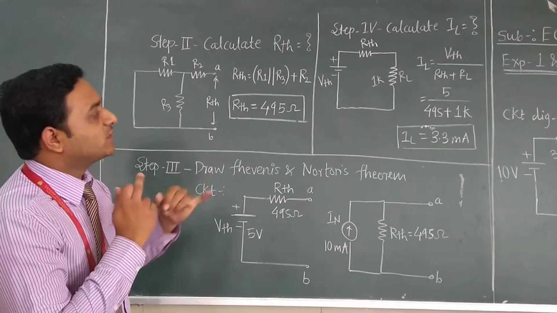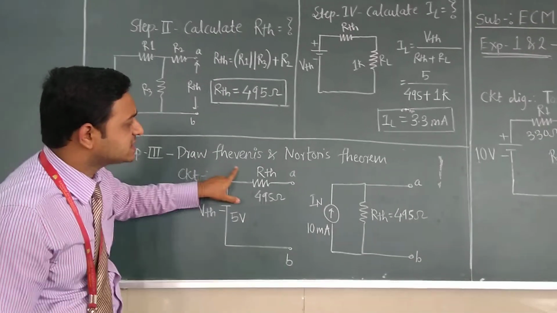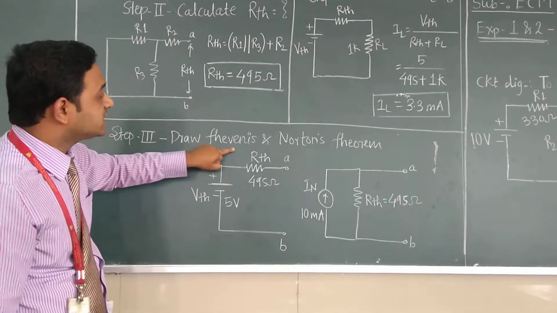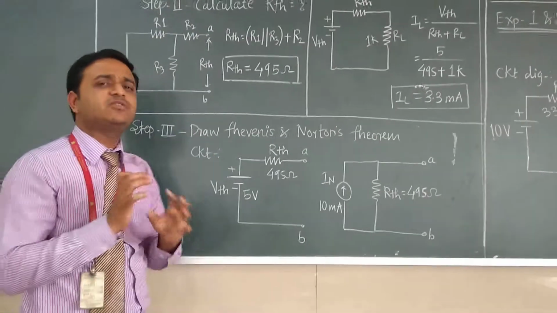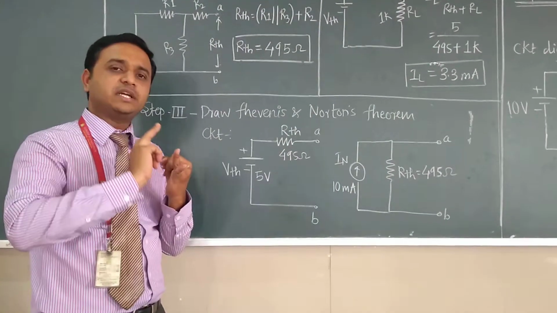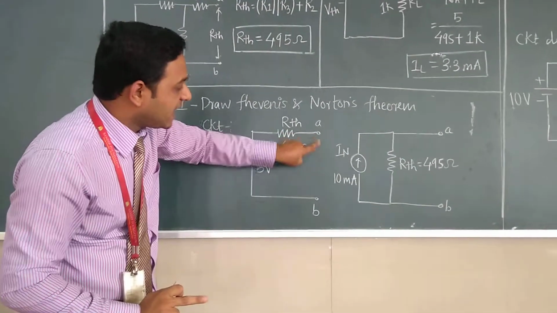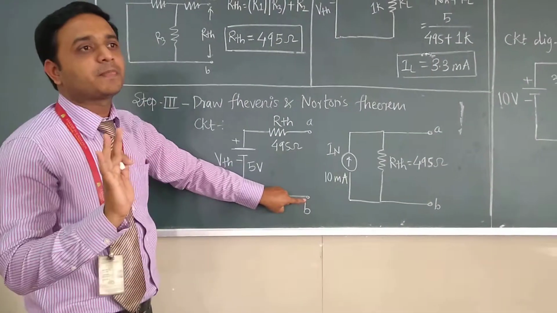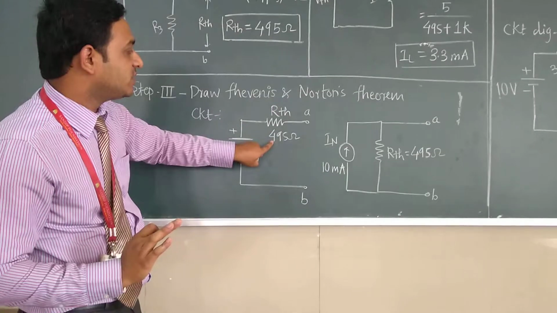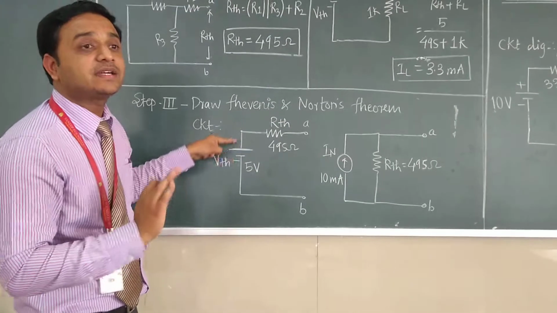So we calculated the RTH, we calculated the VTH. Next we draw the Thevenin's and Norton's equivalent circuits. First of all we will draw the Thevenin's equivalent. Thevenin's equivalent circuit is very simple. As we already calculated the VTH and the RTH, VTH is in series with RTH, and the A and B terminals remain the same. VTH value is 5 volt, RTH value is 495 ohm. This is called Thevenin's equivalent circuit.